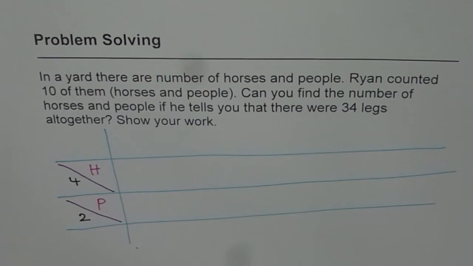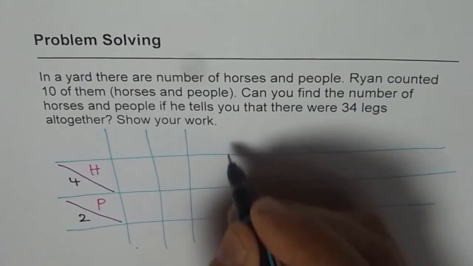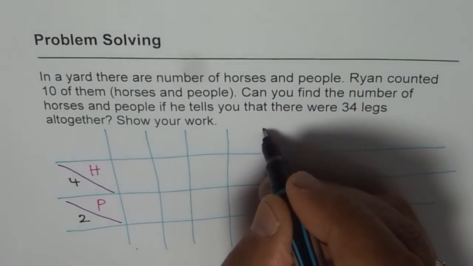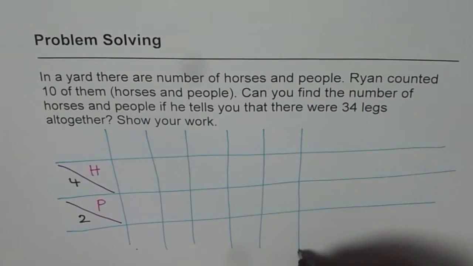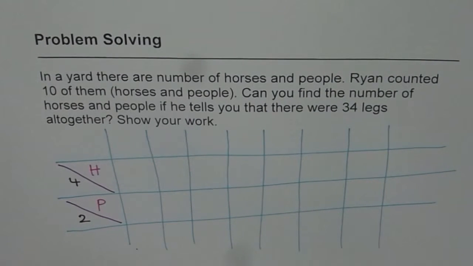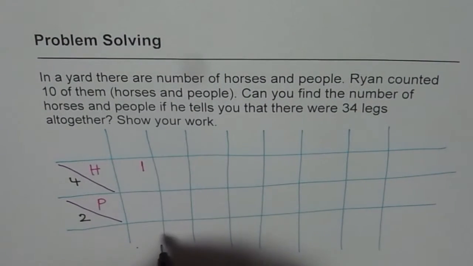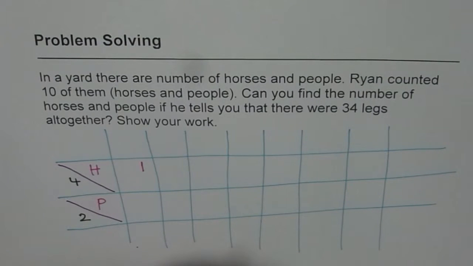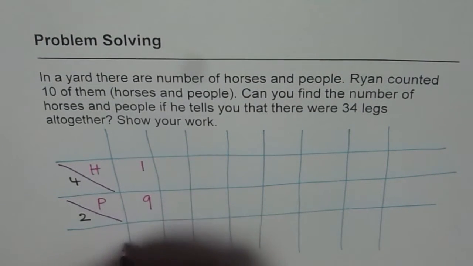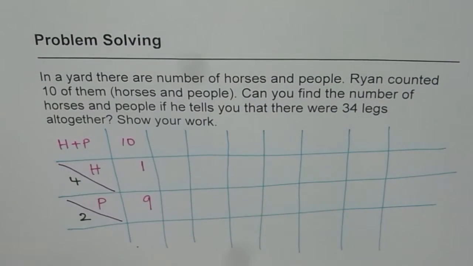So trial and error really means that we will assume if there's one horse, then how many people and how many legs. If there are 2 horses, how many people, how many legs, and so on. Well, we need to just figure out 10 combinations. So if there is one horse, then how many people should be there? Well, there should be 9 people, since the total is 10, right? So horses plus people should always be 10, right?